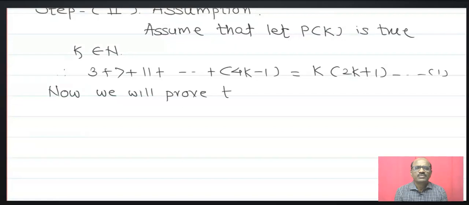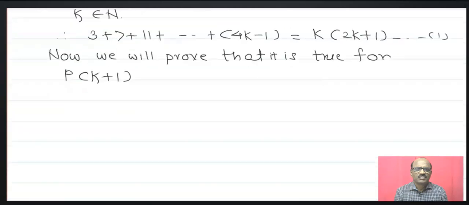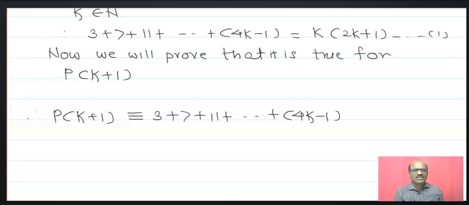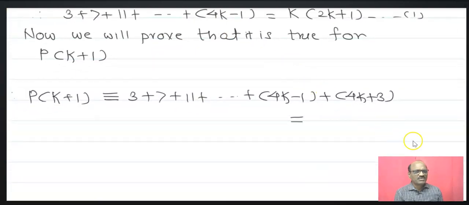Now we will prove that it is true for P of k plus 1. That is, 3 plus 7 plus 11 and so on up to the term 4k minus 1. Again, what is our next step? This k is replaced by k plus 1. Then you will get 4k plus 4 minus 1, that is 4k plus 3. This is important. Here we replace k by k plus 1.